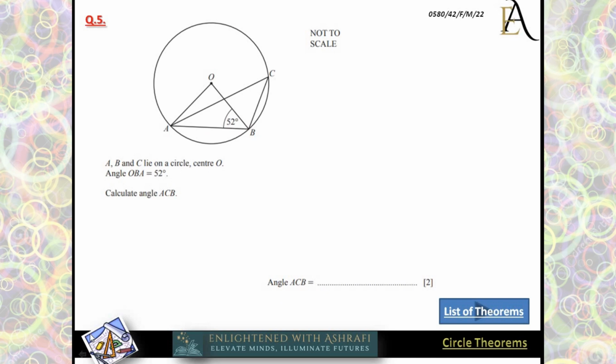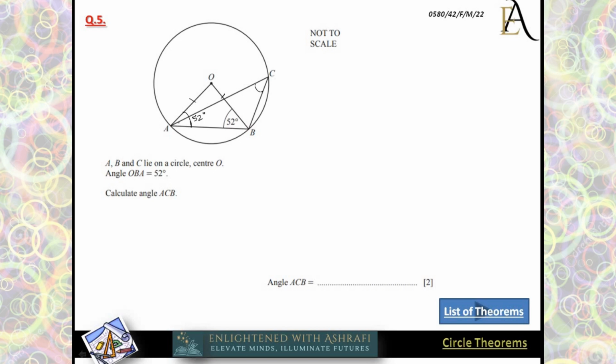Question, this is also a past paper question of Cambridge, paper 4, Feb March 2022. Here A, B, C lie on a circle, center O, angle OBA is 52. Find the angle ACB. Now if you observe over here, these two are equal because they are the radii. So this will also become 52 since they are base angles of an isosceles triangle.